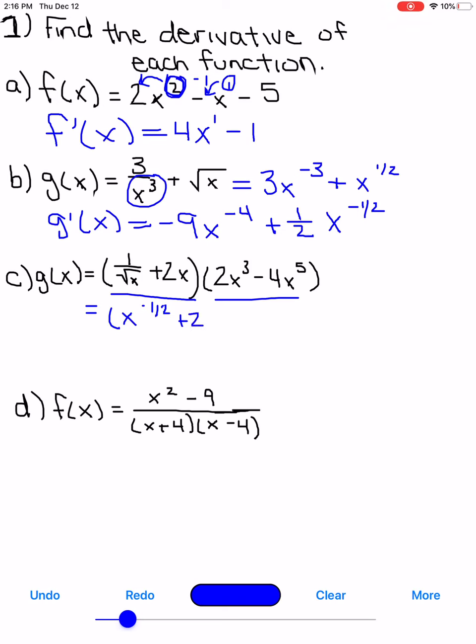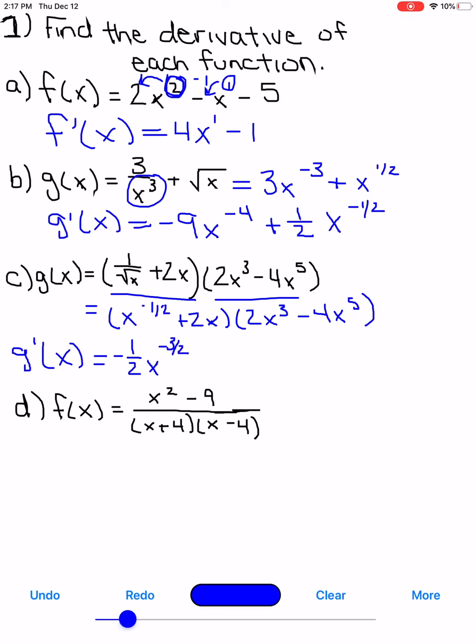plus 2x times 2x cubed minus 4x to the 5th. Now we can go ahead and actually find our derivative. So we will have g prime of x equals, and again, to do product rule, it is derivative of the first times the second plus the first times the derivative of the second. So the derivative of the first is negative 1/2 x minus 3/2.